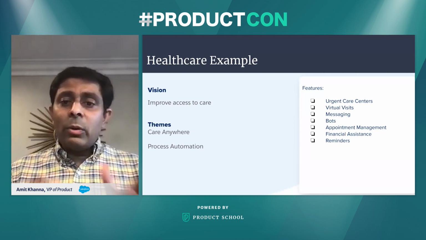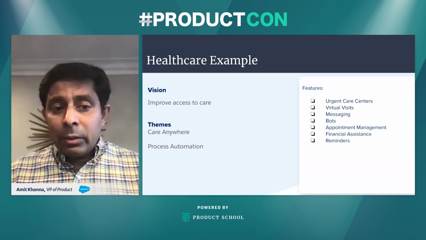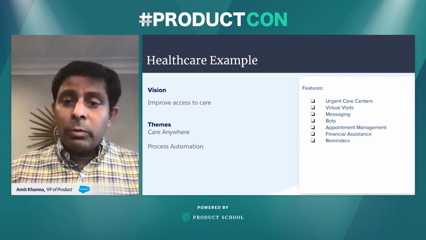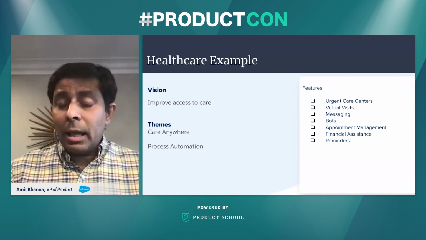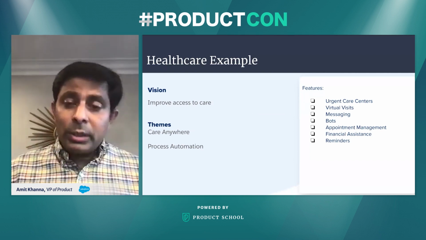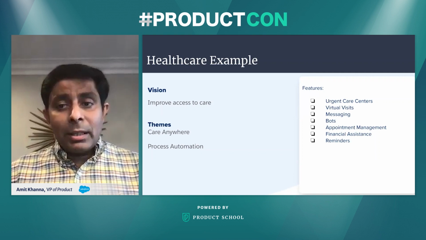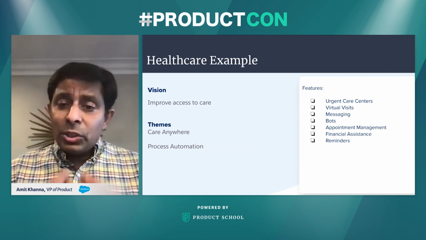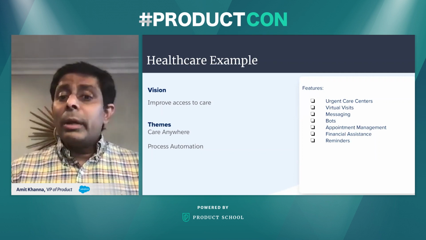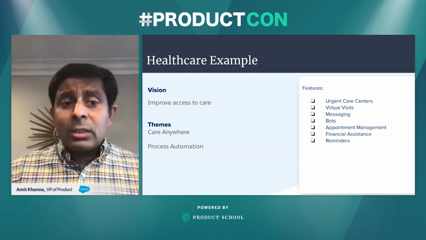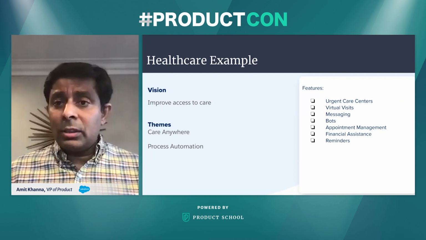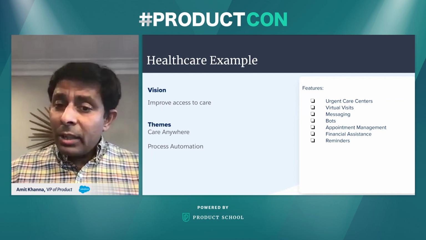Within those themes, if I look at the features, you might say to provide care anywhere, I'll open urgent care centers in rural America as an example. You might say I'll do virtual visits. You might think of offering messages with providers or even chatbots, smart AI. You might want to do appointment management. And for access to care, the biggest blocker is sometimes financial, and so you might want to offer financial assistance.